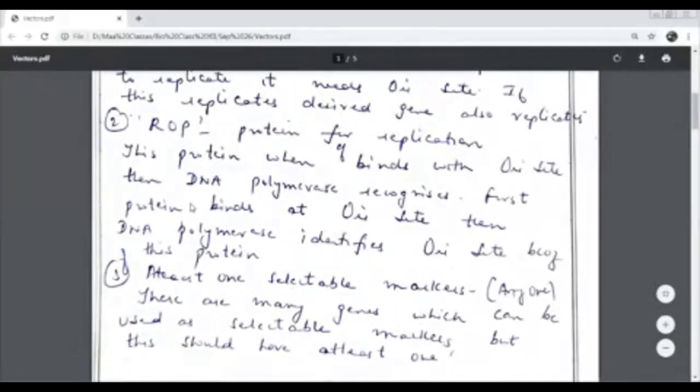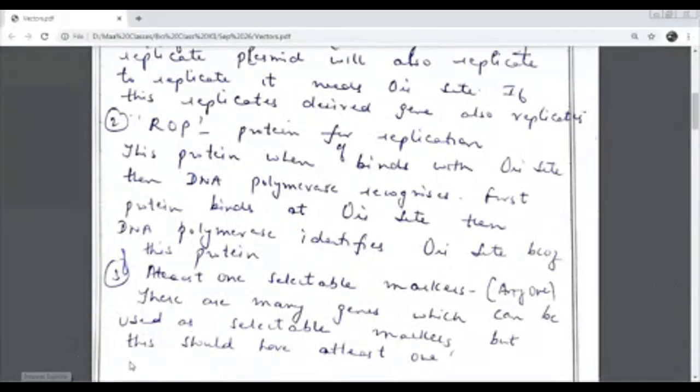Now, DNA polymerase has to come and attach itself to which site? The ORI site. So now, the ROP protein will help the DNA polymerase. How will it help? DNA polymerase will recognize these proteins. Wherever this protein is, that means which site is it? The ORI site. First your protein will bind at the ORI site. Then DNA polymerase will identify the ORI site because of this protein.